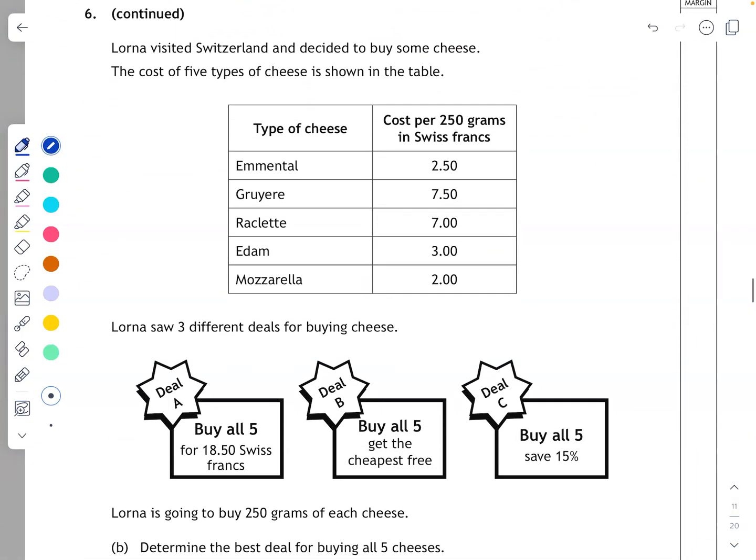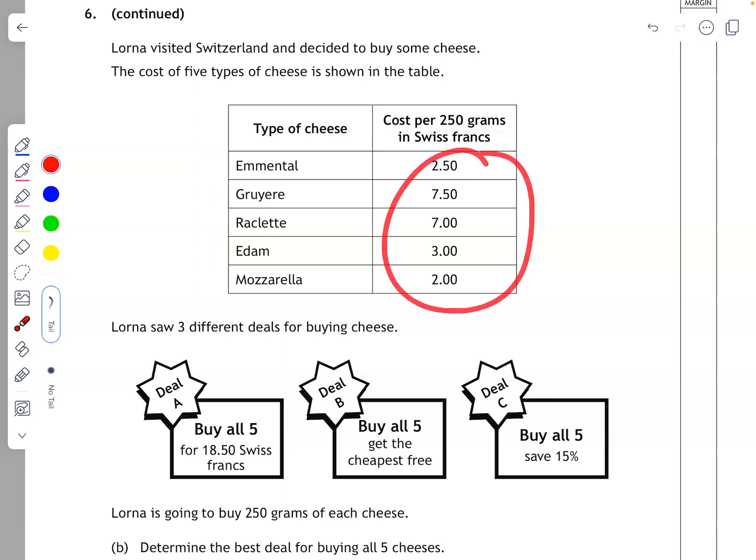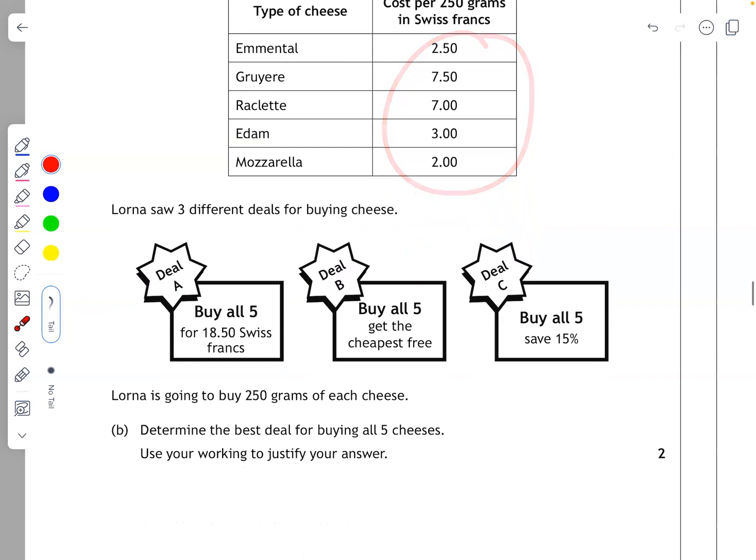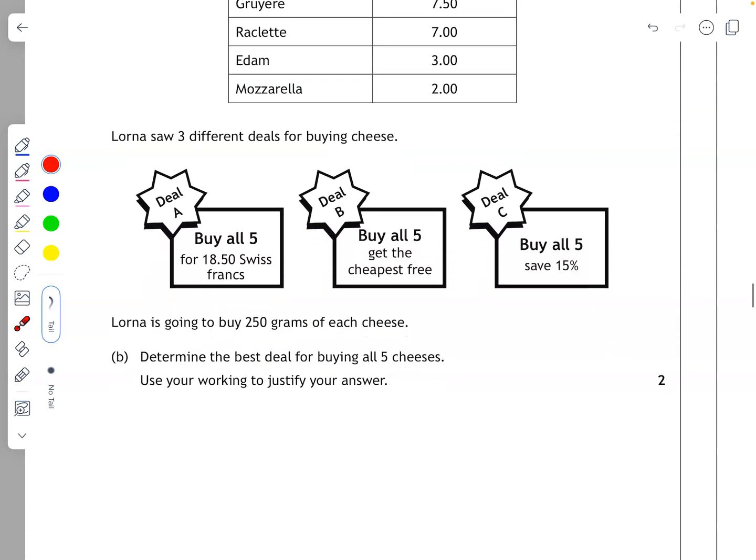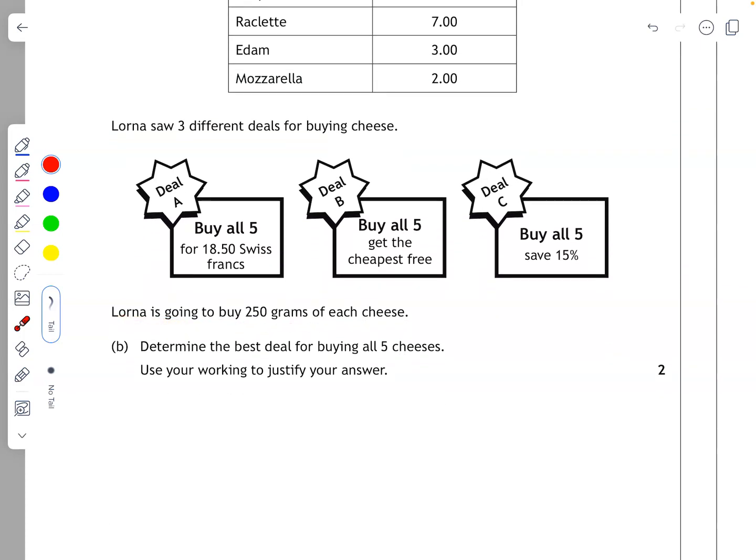So continued. Lorna visited Switzerland and decided to buy some cheese. The cost of 5 types of cheese is shown in the table. So we've got our 5 types of cheese here, and we've got the cost per 250 grams, in Swiss francs. So Lorna saw 3 different deals for buying cheese. Deal A, buy all 5 for 18.50 Swiss francs. Deal B, buy all 5, get the cheapest free. And C is buy all 5 and save 15%. So she's going to buy the 250 grams of each cheese. Let's determine the best deal for all 5.